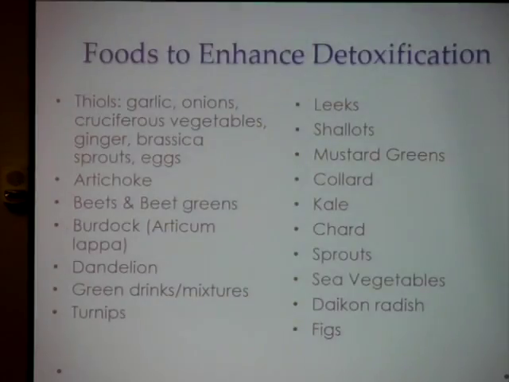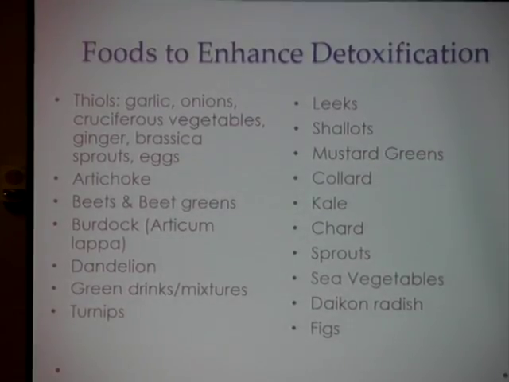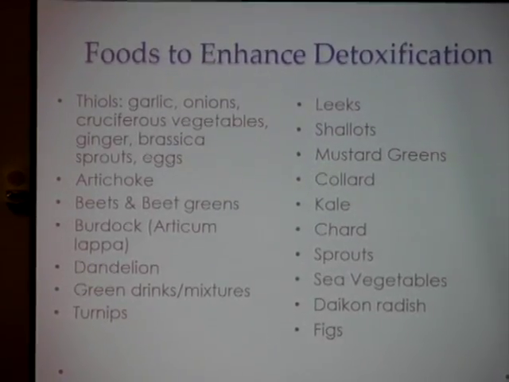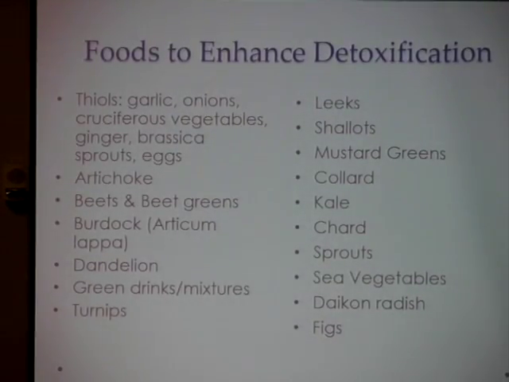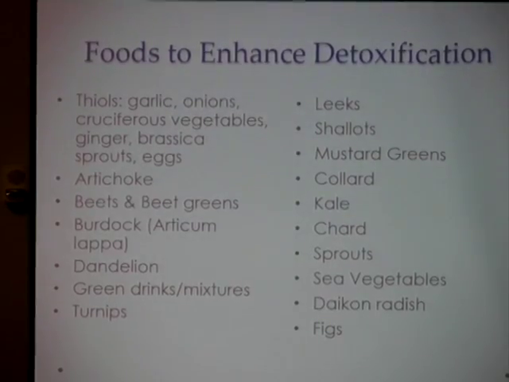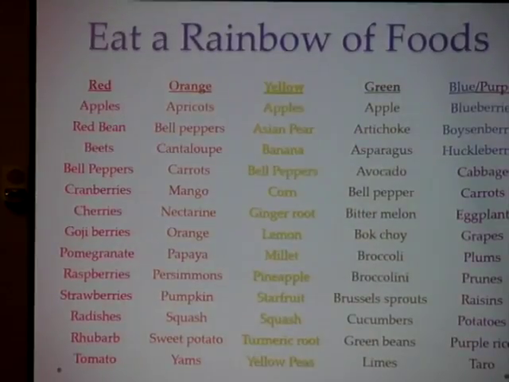Like I mentioned, I like talking about certain foods that enhance detoxification. The sulfur groups, garlic, onions, cruciferous vegetables, they have this ability to bind certain toxicants. There is a variety of research that has looked at various foods to help mobilize certain toxicants. Artichoke, beets, burdock, and naturopathically, these are the foods that we've known historically to help support patients through their detoxification.